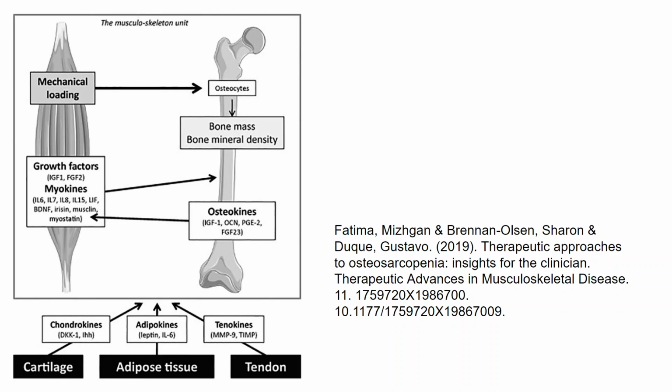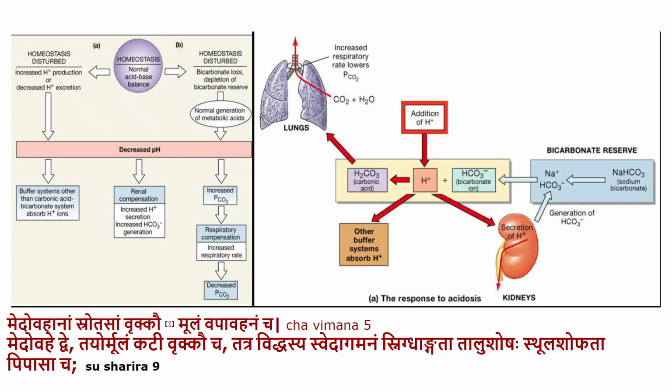See, it's not like the mamsa becomes medas and asthi, in the sense that it's not converted. Instead, the interdependence of these multiple functions is the basic issue which you have to perceive. Now, the factor which you have mentioned, like the relationship with the fluid and electrolyte balance, the whole issue is again multiple organ involvement, and there is a role for the adipose tissue too. Major, though we say lungs and the kidneys are the major source of that.